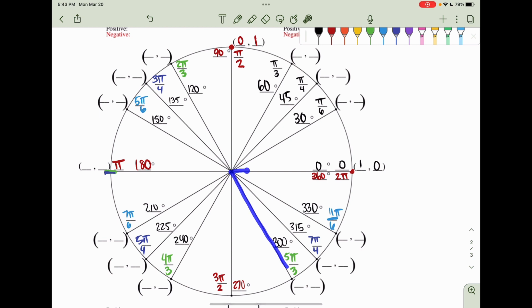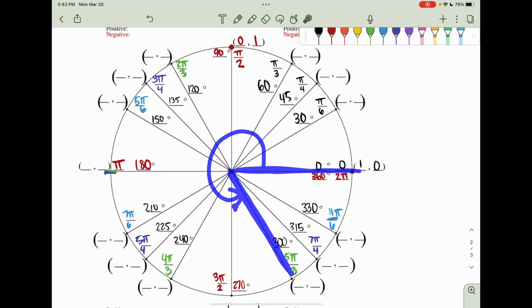So notice that the reference angle, if I pick a particular angle, say we look at 5 pi over 3. My initial side is on the positive x-axis. My terminal side is 5 pi over 3. It traveled around 5 pi over 3 sections, 5 pi over 3 radians. That is 300 degrees. And so this represents a sketch of that angle 5 pi over 3.